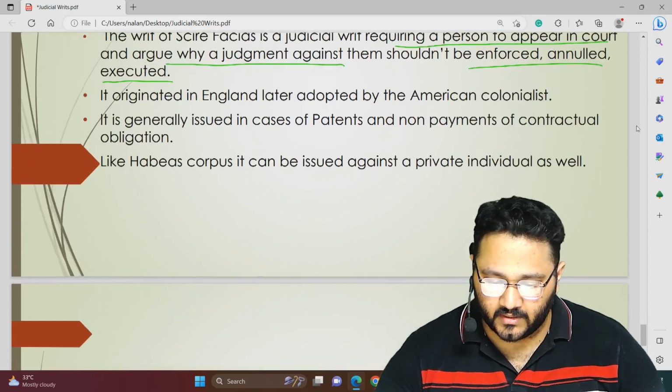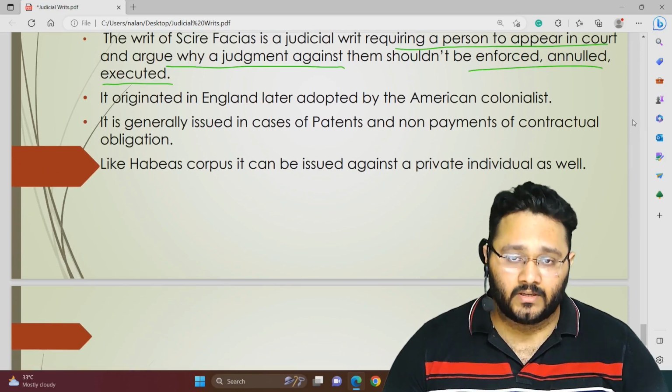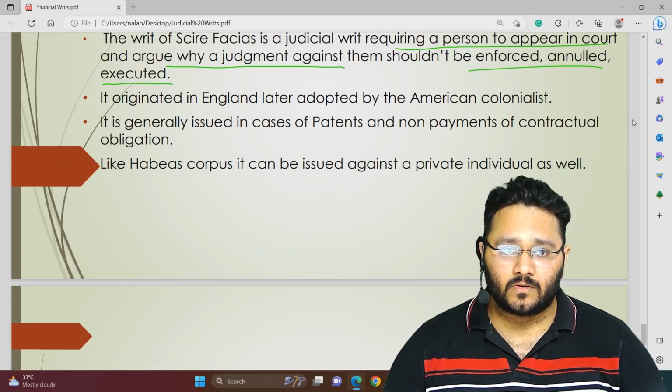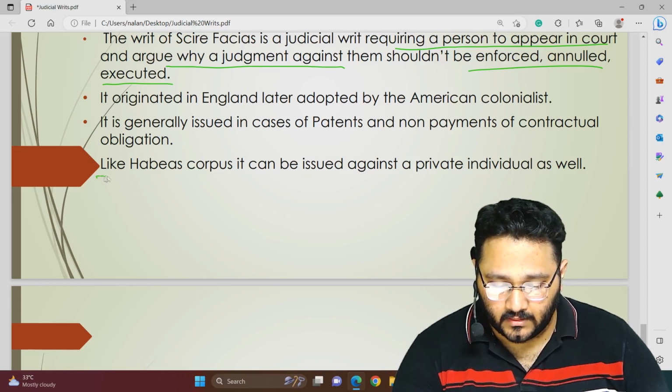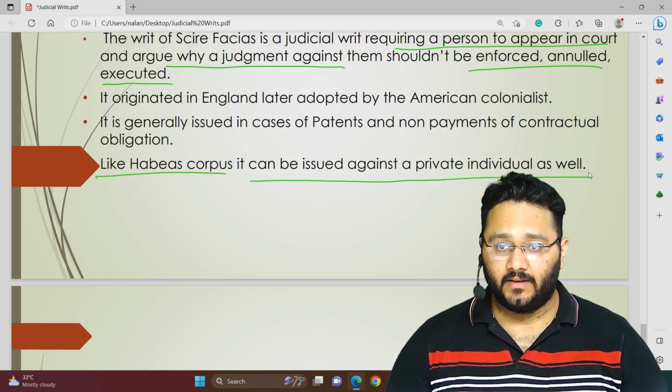It originated in England, later adopted by the American colonialists. It is generally issued in cases of patents and non-payment of contractual obligations. Like habeas corpus, it can be issued against a private individual as well.